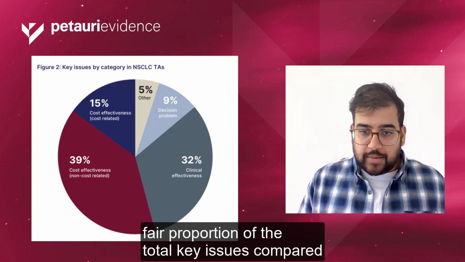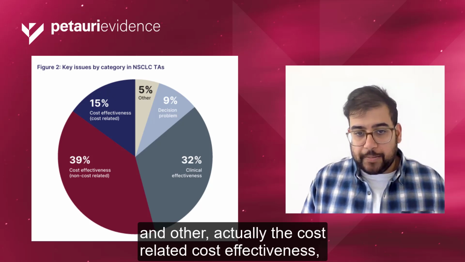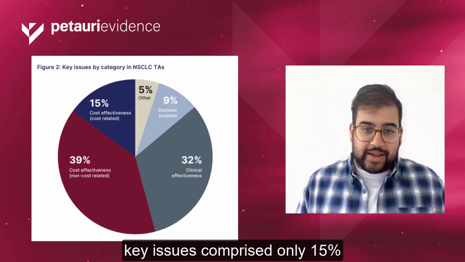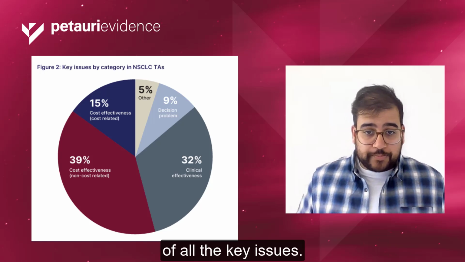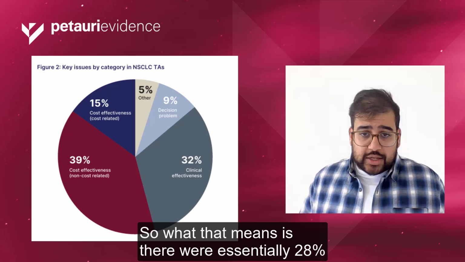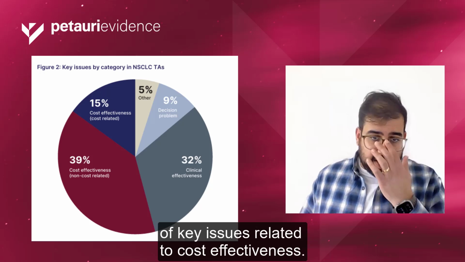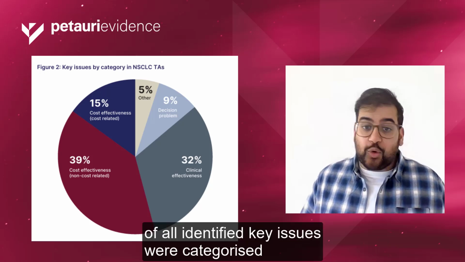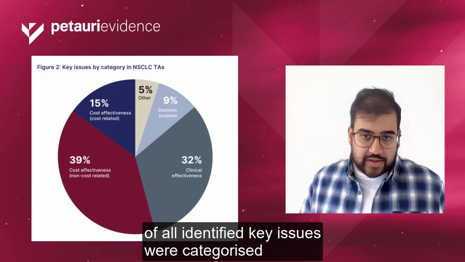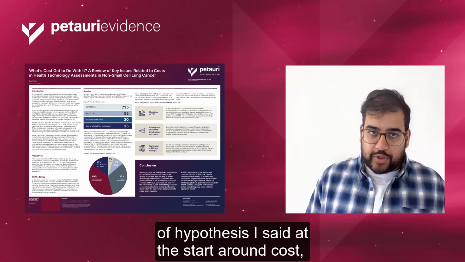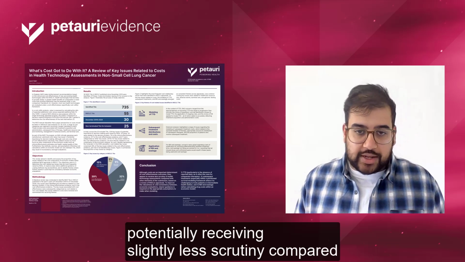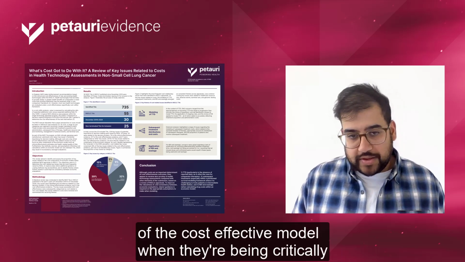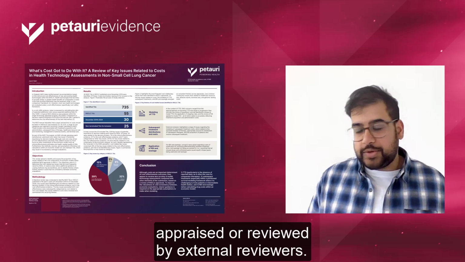total key issues compared to the clinical effectiveness, decision problem, and other, actually the cost-related key issues comprised only 15% of all the key issues. So what that means is there are essentially 28% of key issues related to cost effectiveness evidence were cost related, or as I said, only 15% of all identified key issues were categorized as cost related, which I think speaks to the kind of hypothesis I said at the start around cost potentially receiving slightly less scrutiny compared to other aspects of the cost effectiveness model when they're being critically appraised or reviewed by external reviewers.